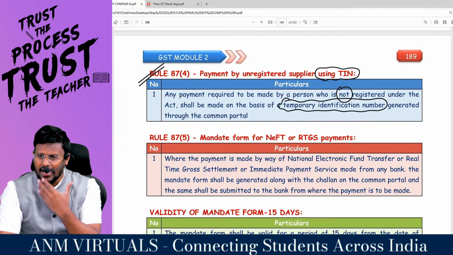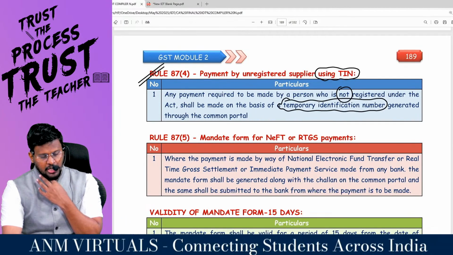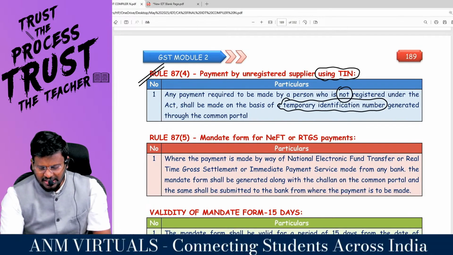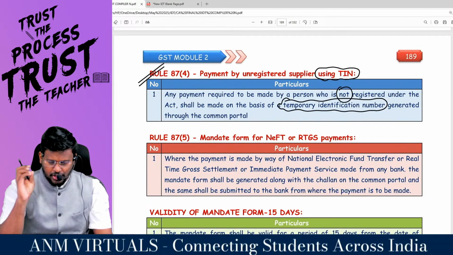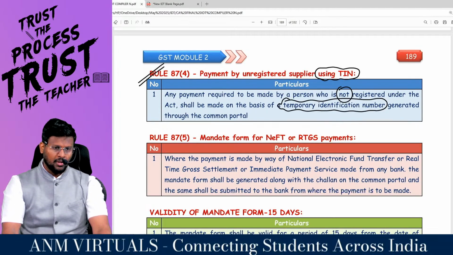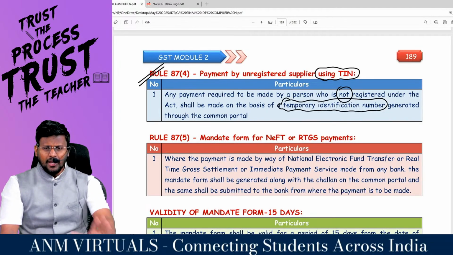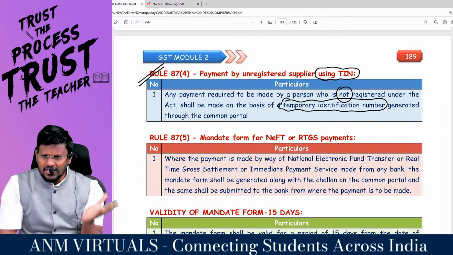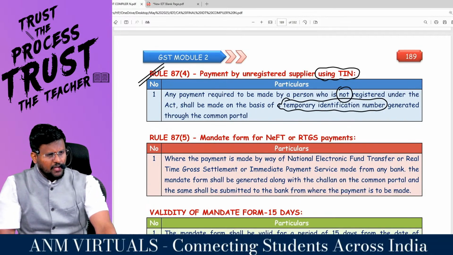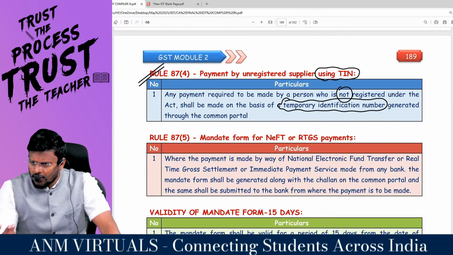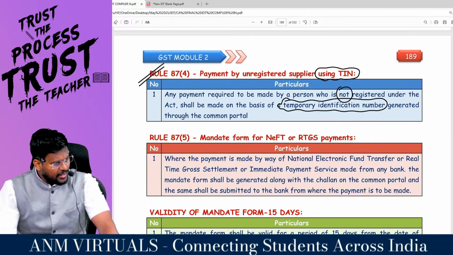Sir, I am not a registered person. I am an unregistered person. Payment shall be made on the basis of the TIN, that is temporary identification number, generated through the common portal. So my dear lovable students, you may be a registered person or you may be an unregistered person. If you are a registered person, you are having GSTIN, right?